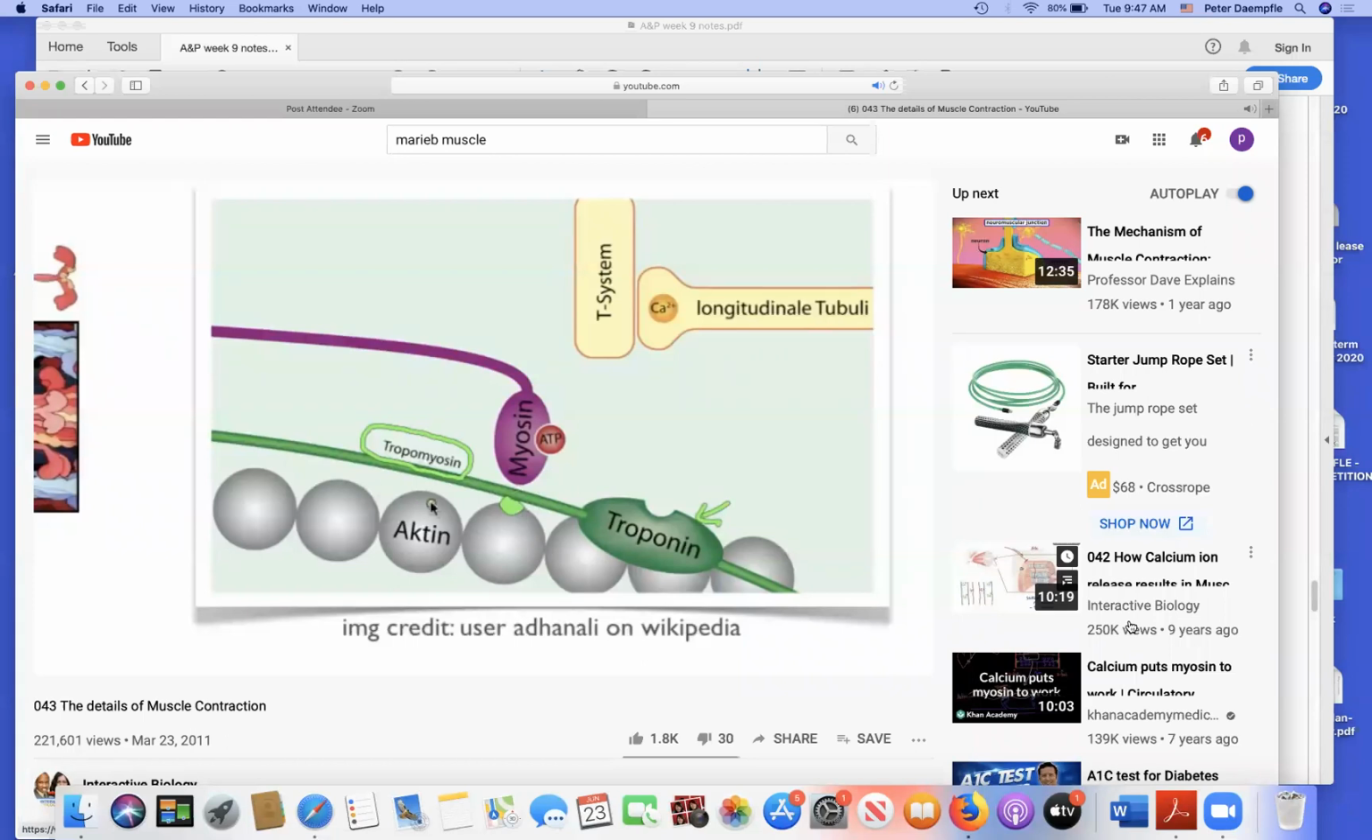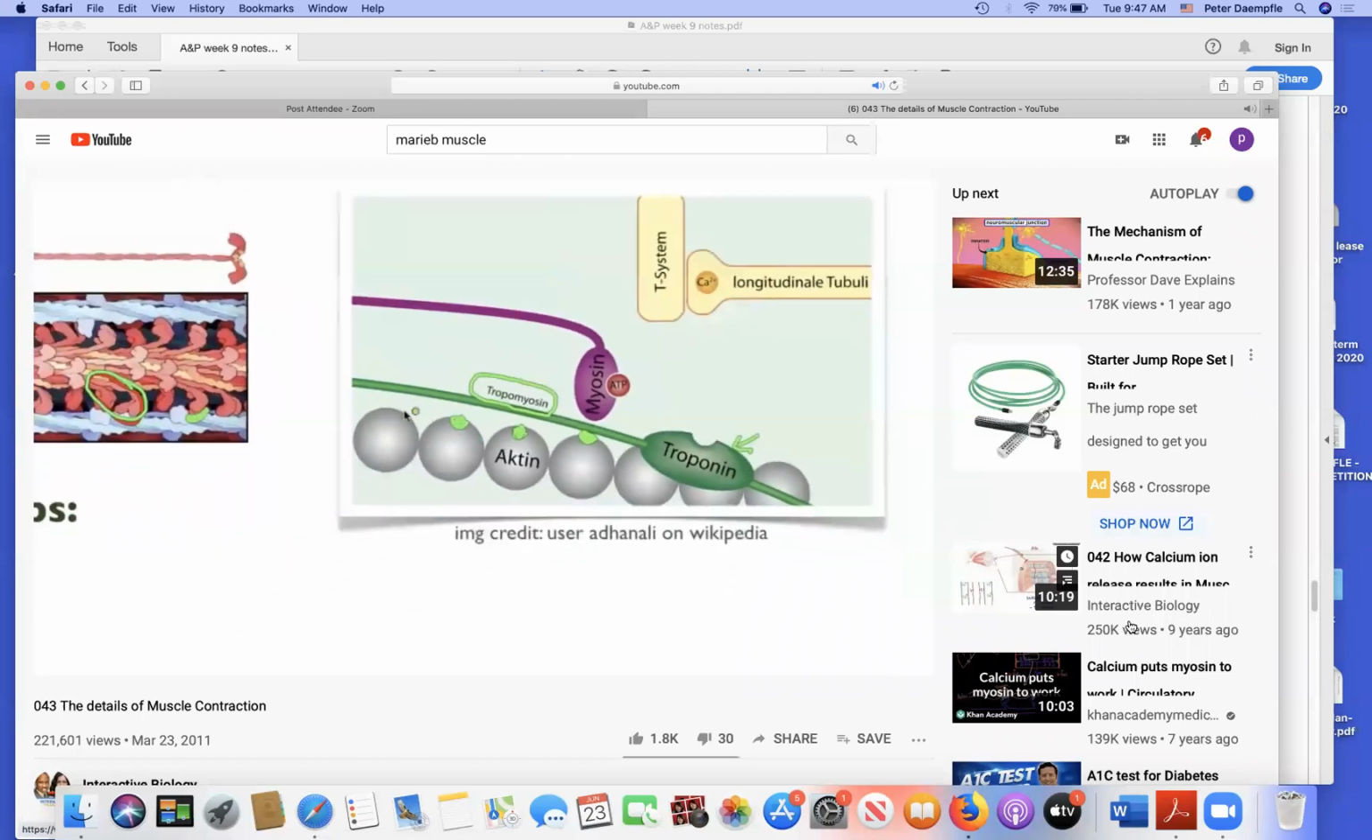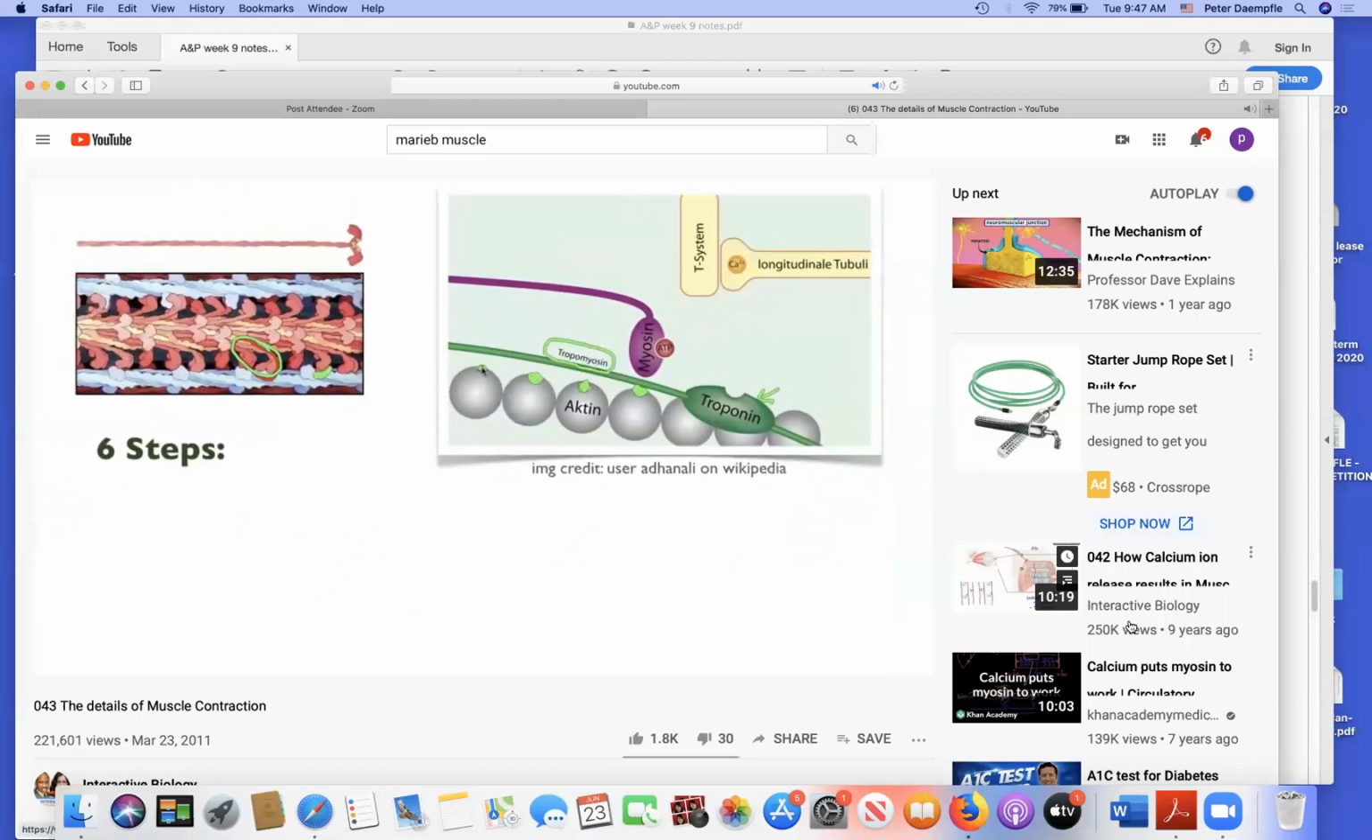Okay, so we have these myosin head binding sites all along the actin. Myosin heads want to bind. We have all these myosin heads ready to do their business, but they cannot because it's blocked by the tropomyosin. All right, so let's go now and look at the 6 steps of muscle contraction.